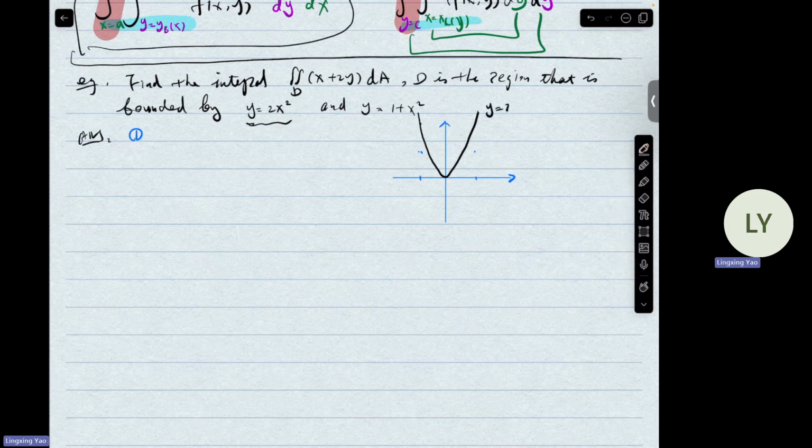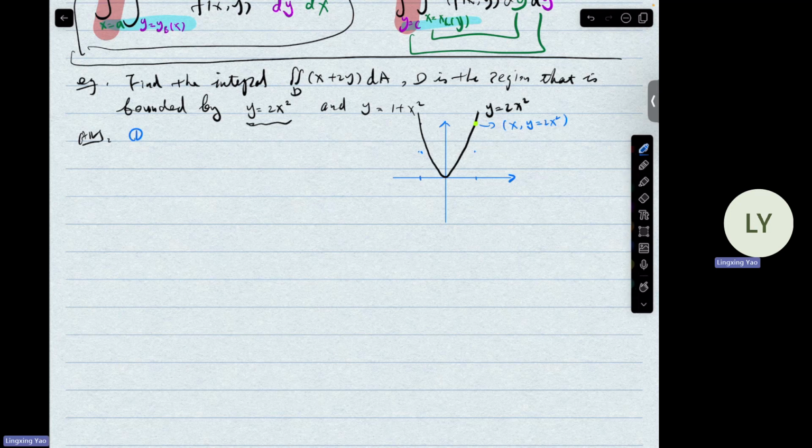And then, I think we should mark this: y equals 2x squared. What do we mean by that? This means that for any point on this parabola, the coordinate will be x and y, and obviously the y value is completely determined by the x value. Vice versa, if you have a specific y value, you may have two different x values, but no matter what, the x value will be determined.